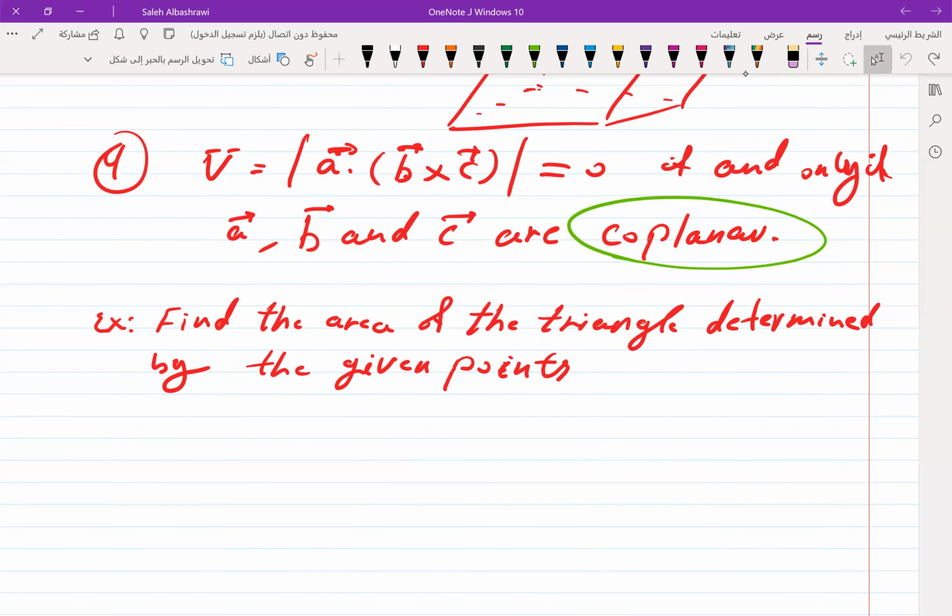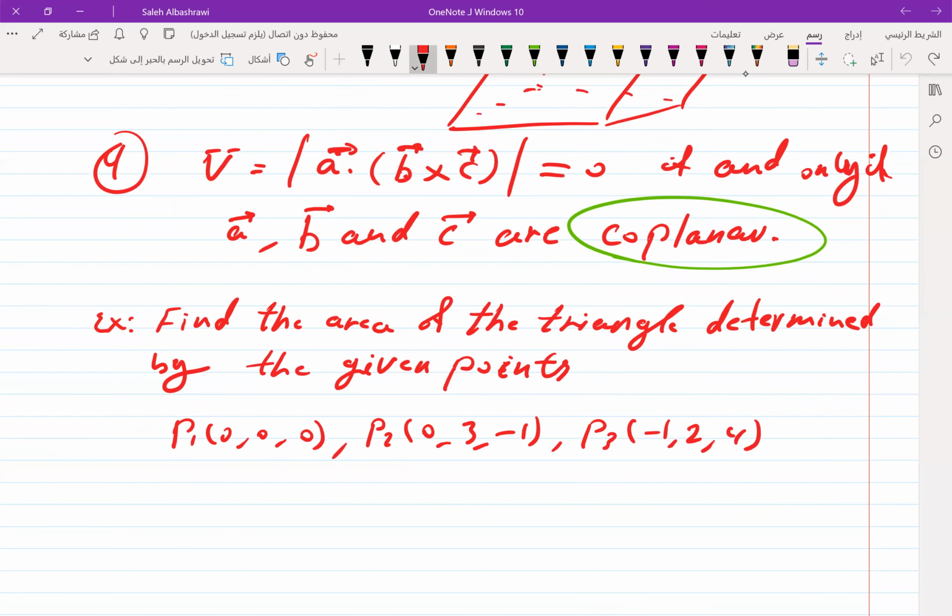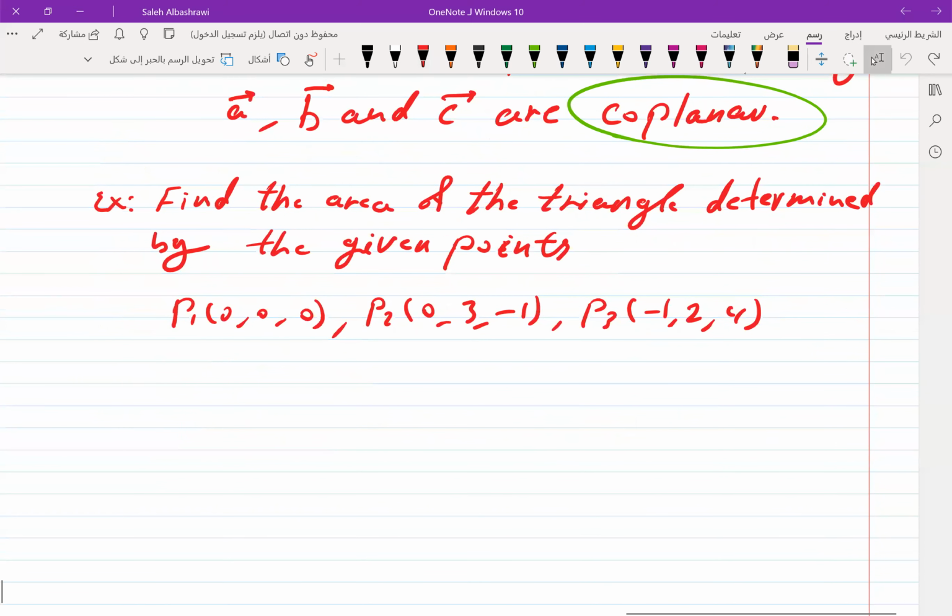There are 3 points: B1 given by 0, 0, 0; B2 given by 0, 3, minus 1; and B3, which is minus 1, 2, and 4. And we need to find the area determined by these 3 points.